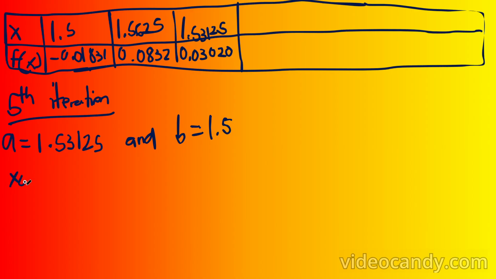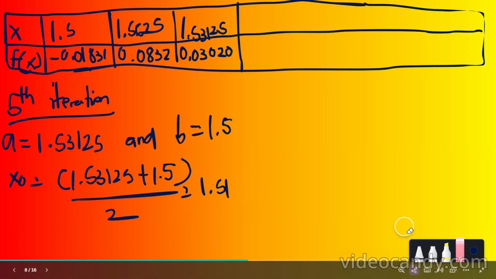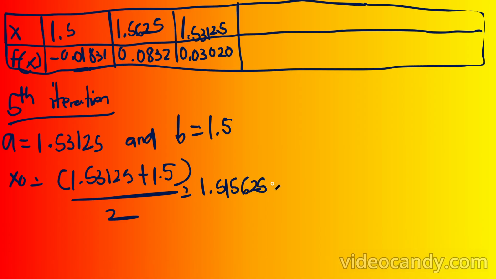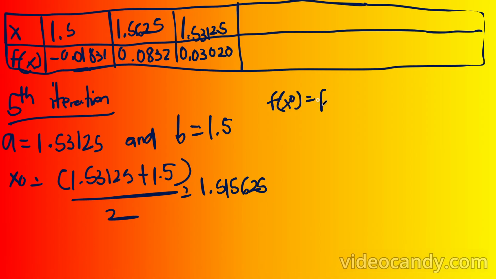Okay, so x0 is 1.53125 plus 1.5 divided by 2. How much? Now how much? Okay, 1.5152625. That means f at x0, f is 1.5152625. At how much?